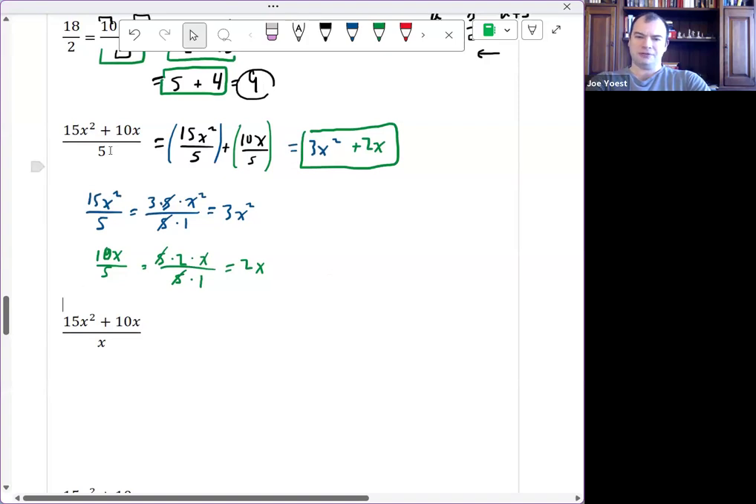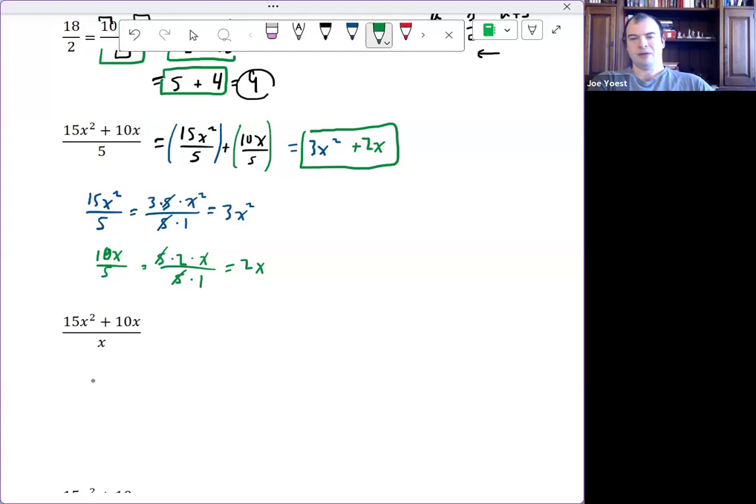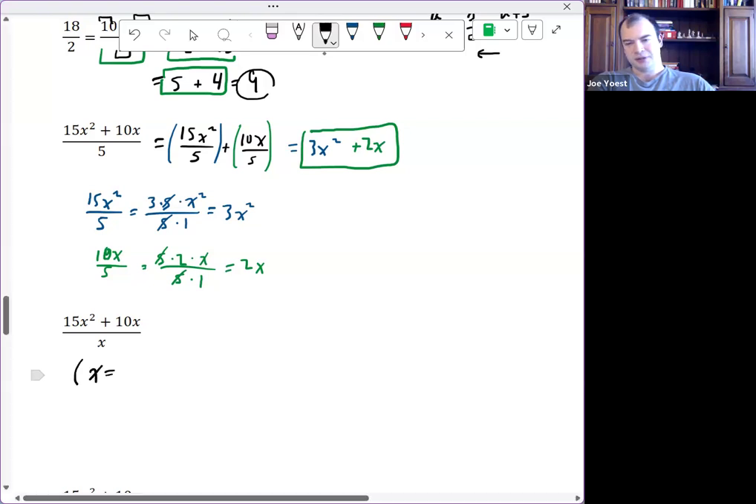Okay, how does this change if instead of, say, having a constant in the denominator, maybe I have a variable in the denominator, 15x squared plus 10x all over x instead of all over 5? Well, one thing that changes is I have to be careful about my denominator. I probably ought to note somewhere that x should not be 0. Otherwise, this denominator is 0, and that's problematic.